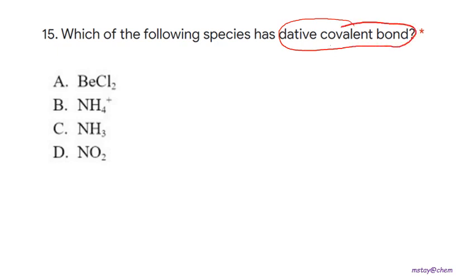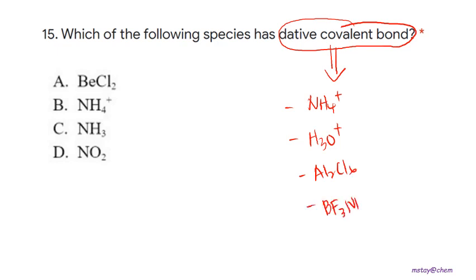Last question, which of the following species have a dative covalent bond? I think generally most of us already have an idea. The species with dative covalent bonds are NH4+, H3O+, Al2Cl6, BF3. These are the 4 very common compounds or ions with dative covalent bonds. So in this case, the answer is B.